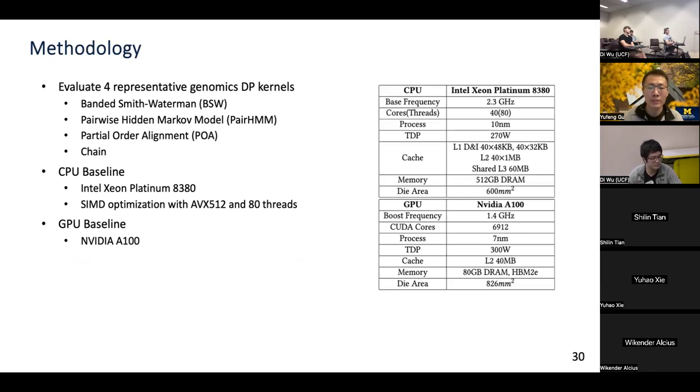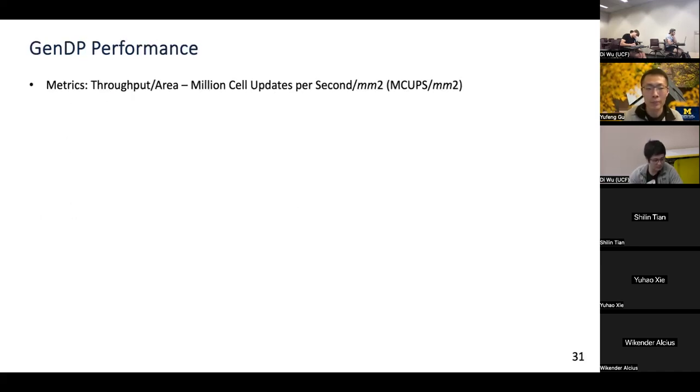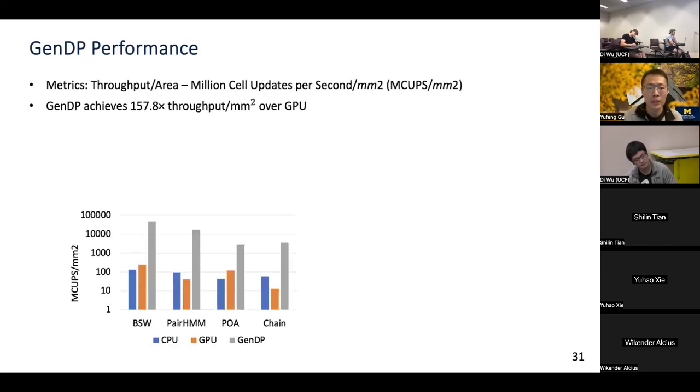We evaluate several dynamic programming algorithms on this GenDP accelerator and compare it with the CPU and GPU baselines. So for GenDP design, we obtain the throughput from a cycle-accurate simulator and do synthesis to estimate the power and area. We use the throughput per unit area as a metric when comparing to GPUs and other accelerators. So it achieves more than 100 times throughput per unit area when compared to the general purpose hardware.